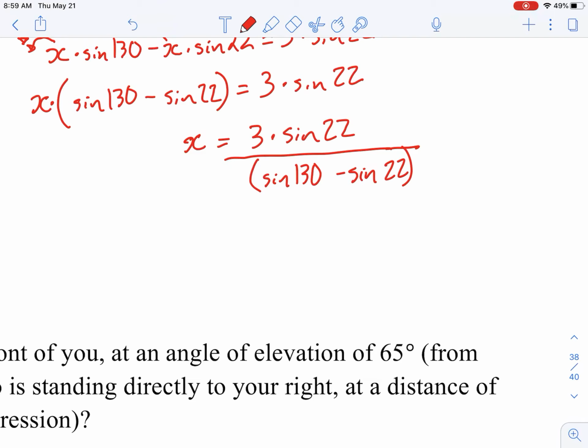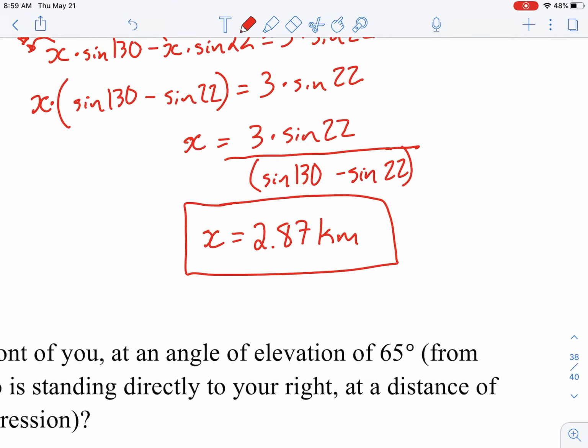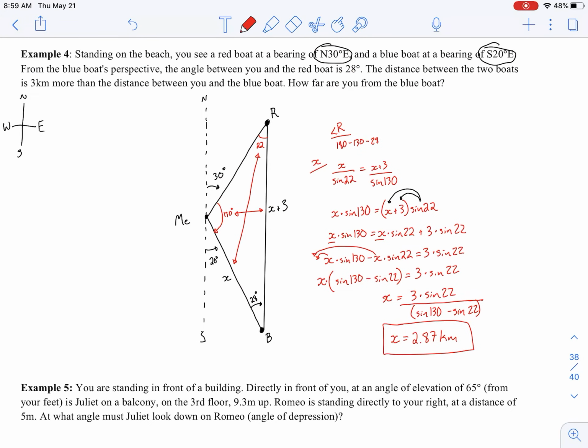Let's say you're making a mistake. Make sure that denominator is in brackets. If the denominator is not in brackets, it may do the first calculation and then subtract sine 22 from everything. So make sure that's in brackets, and we should get the answer of 2.87 kilometers. So your therefore statement being you are 2.87 kilometers away from the blue boat. Therefore, the blue boat and red boat would be 5.87 kilometers away from each other.